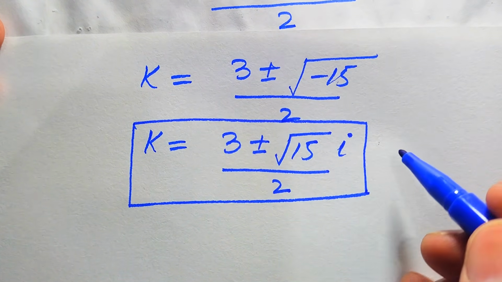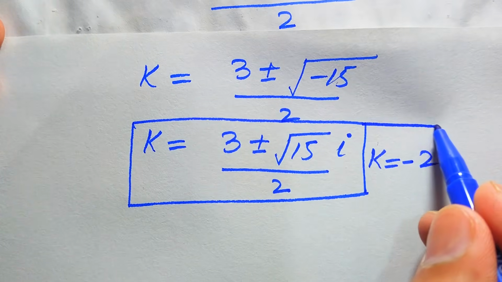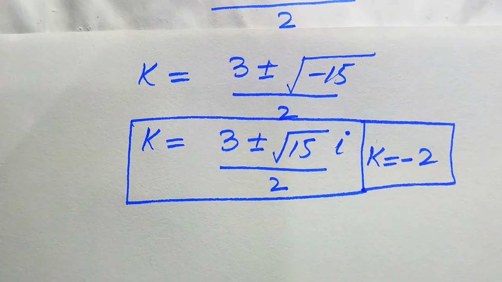Finally, there are three roots of the given equation: k equals minus 2, which is the first real root, and these two are the complex roots of the given equation. So this is our final answer.